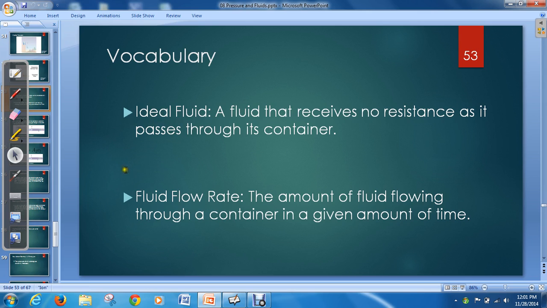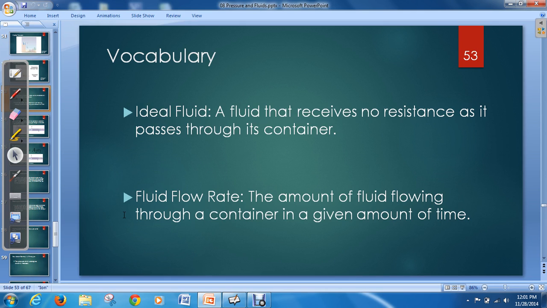Another vocabulary word we want to think about is fluid flow rate, or basically the amount of fluid flowing through a container in a given amount of time. The key word here is the amount of fluid. Think about if you've ever put your thumb over your garden hose and the water shot out faster. In that case, the fluid isn't actually flowing any faster because the same amount of water is coming out in the same amount of time. So it may appear to be moving faster, which is true, but the fluid flow rate is staying the same, right? The amount of fluid coming out is the same.